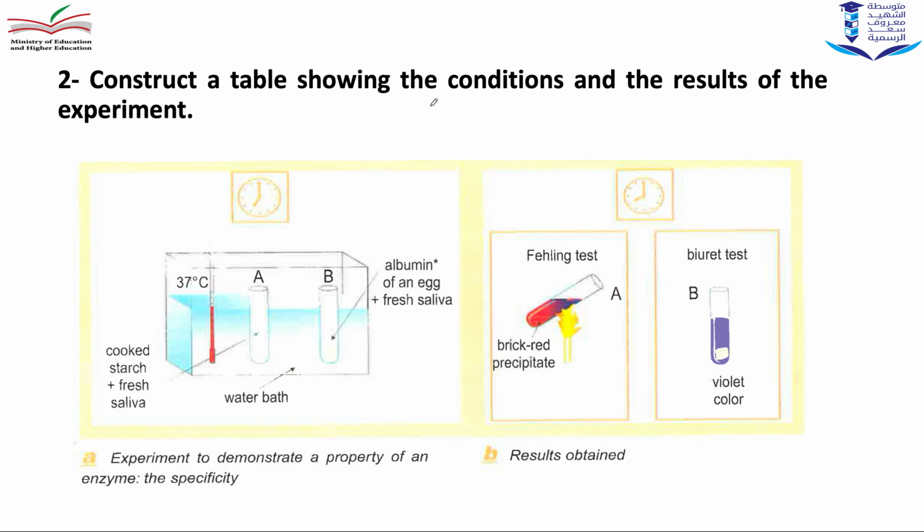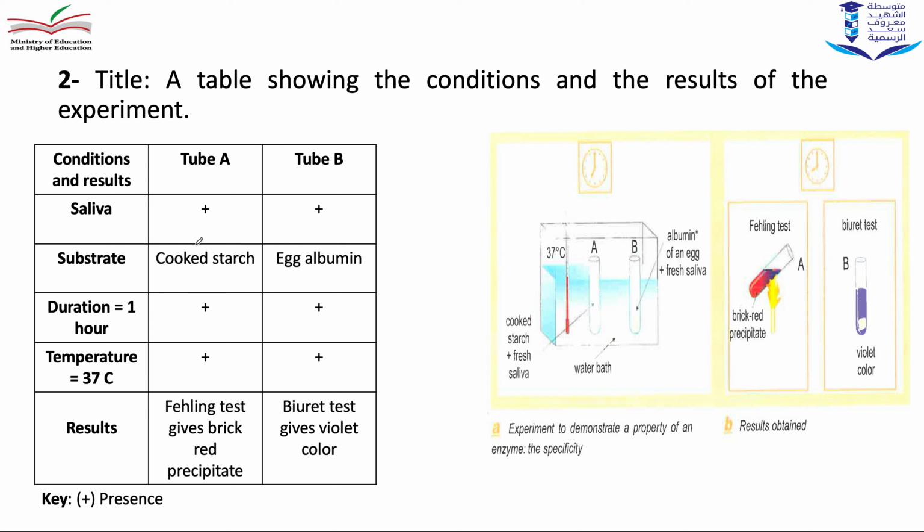2. We want to construct a table showing the conditions and the results of the experiment. So here are the conditions and here are the results. The conditions are: 1. The substrate; 2. The fresh saliva; 3. The temperature; 4. The duration; and 5. Results. As you can see here, saliva is present in both tubes A and B, so I have to put plus and plus here. Here I have to put substrate, and it's cooked starch in A and albumin in B. Focus on this point.